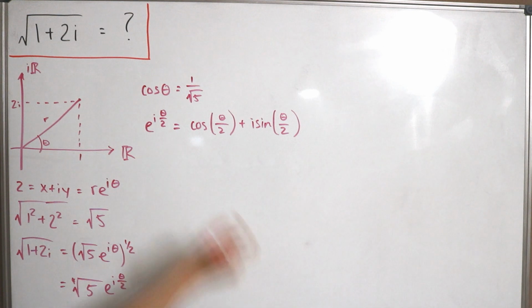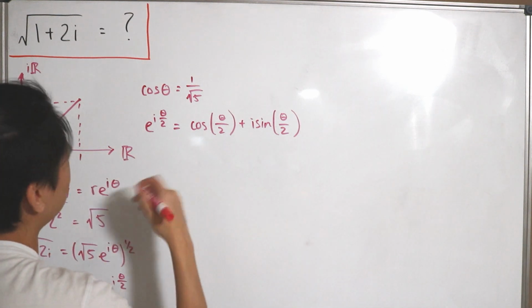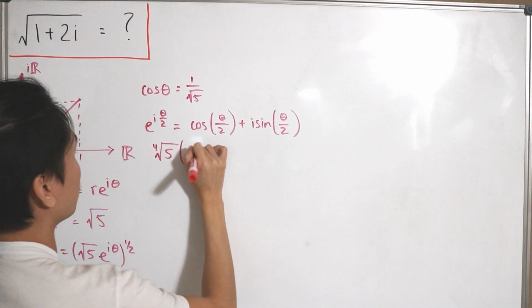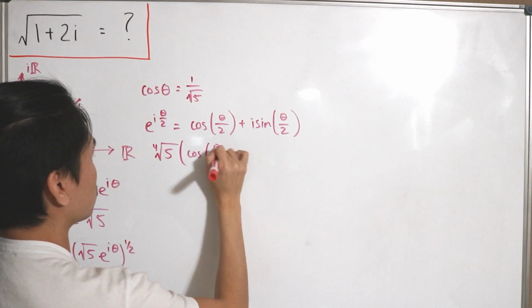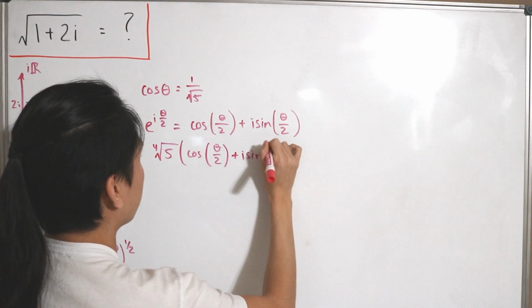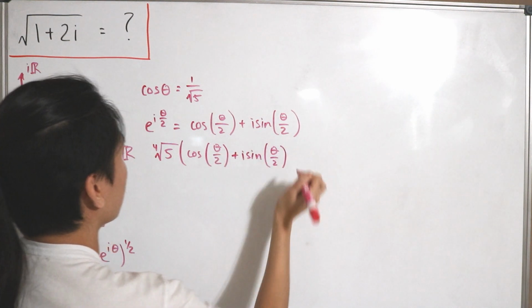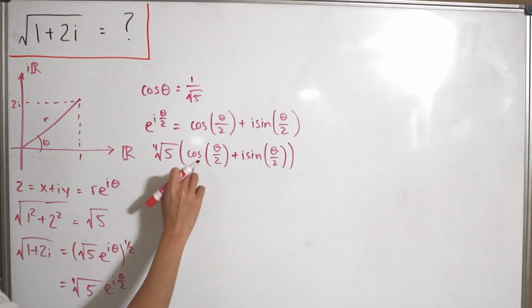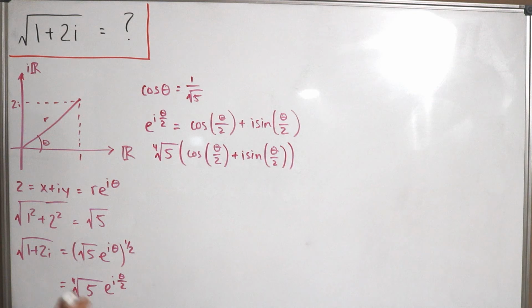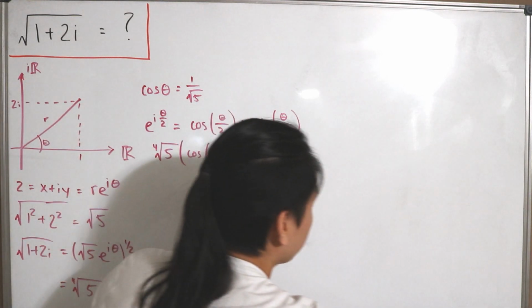So that's still the radius, so I can still factor this out either way. We haven't distributed anything yet exactly. So I have the 4th root of 5, and then multiply with cosine of theta over 2, and then add this with i times sine of theta over 2. Some things to keep in mind is that we have to figure out cosine of theta over 2 and then sine of theta over 2.